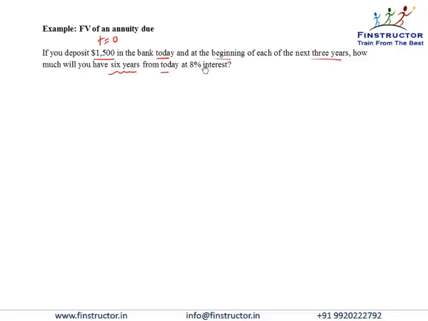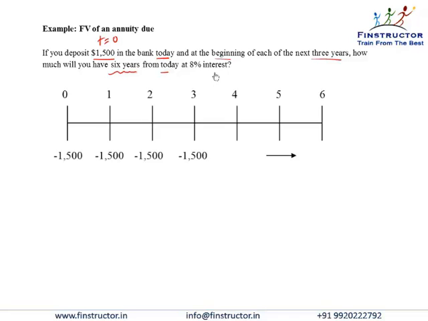So not at t equal to 4 or t equal to 3, but rather 6 years from now, how much will be the worth of those 4 payments, first one today and the remaining 3 at the beginning of each of the next 3 years. So let's draw the timeline first. The first cash flow comes at t equal to 0, and then 3 subsequent cash flows at the beginning of the next 3 years. So beginning of the second year, beginning of the third year, and beginning of the fourth year.